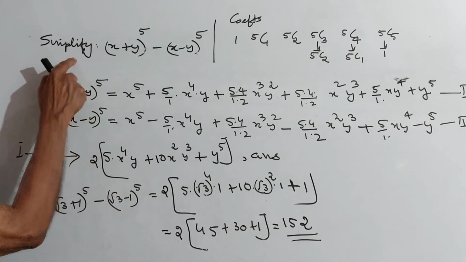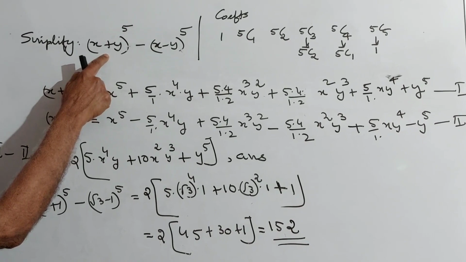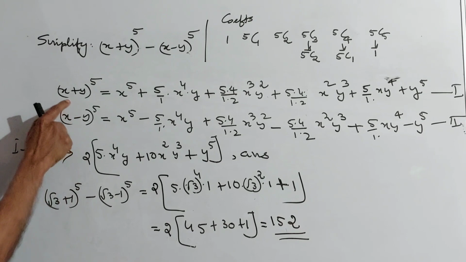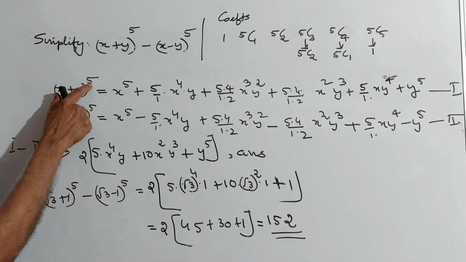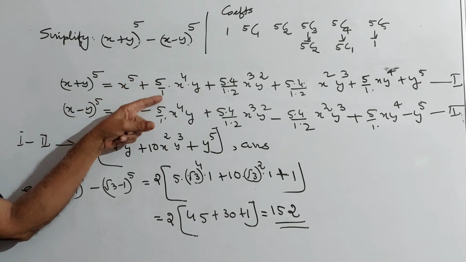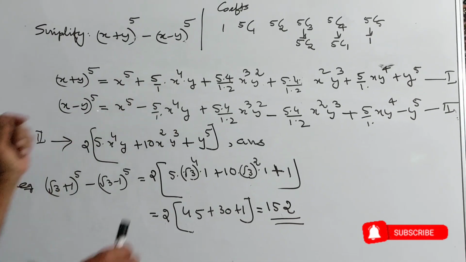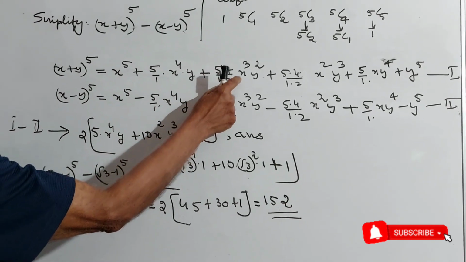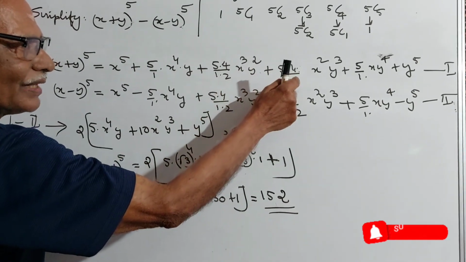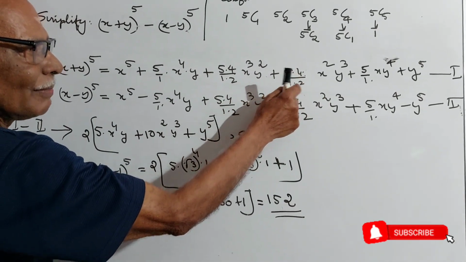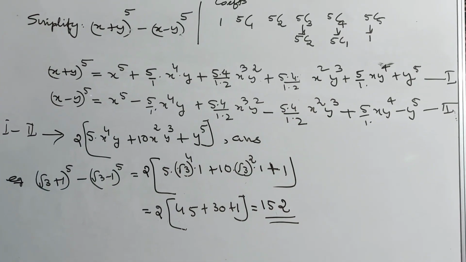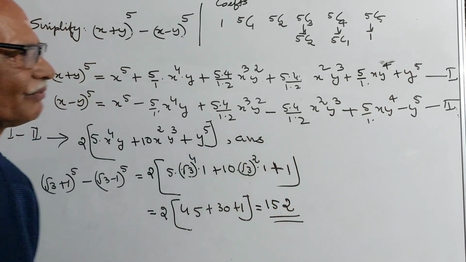Now we consider an example. Simplify x plus y the whole raised to 5 minus x minus y the whole raised to 5. So we have the expansion of x plus y the whole raised to 5 using the binomial. It is x raised to 5 plus 5 by 1 x raised to 4 into y plus 5 into 4 by 1 into 2 x raised to 3 y square plus 5 4 3 by 1 2 3, that 3 cancels, giving you 5 4 by 1 2 x squared y cube plus 5 by 1 x y raised to 4 plus y raised to 5.